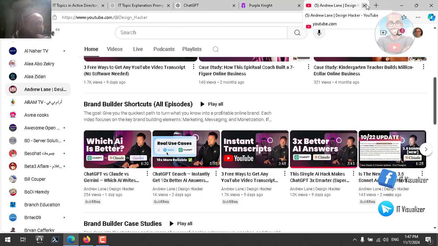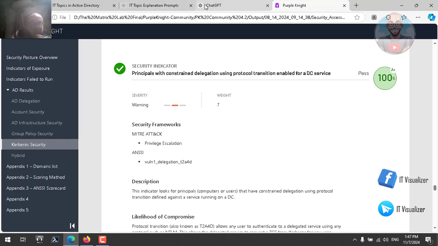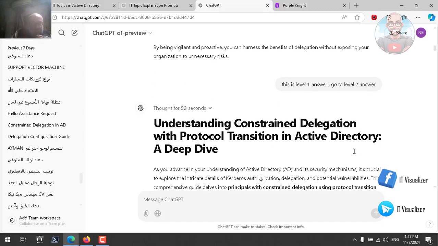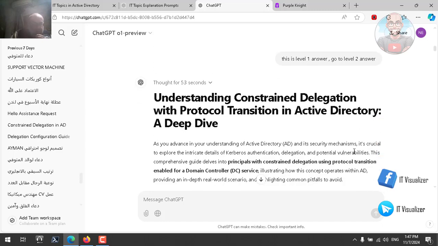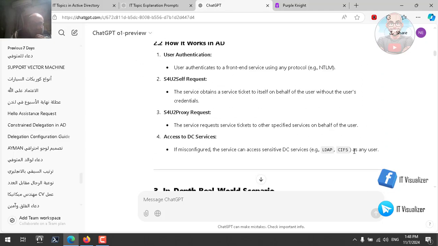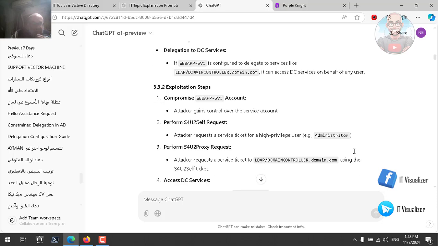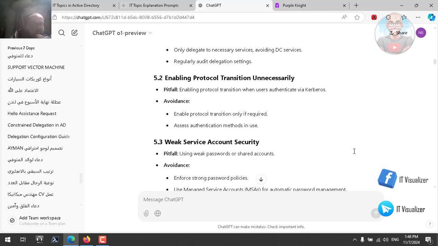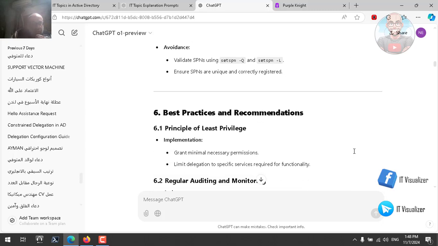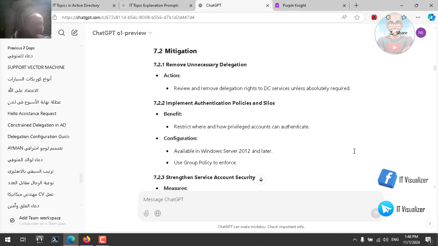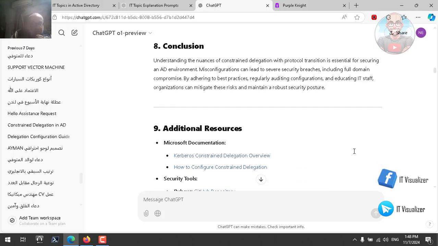Okay, so let's go and see if we ask ChatGPT to enhance his answer: this is level 1 answer, go to level 2. Okay, if we see now, we will see a completely different answer or a more detailed answer. Let's go and read this answer and see how this hack will give us a very, very good answer, more useful and more understandable than the previous one. So let's see the answer again, and you will see it's a very, very good answer.